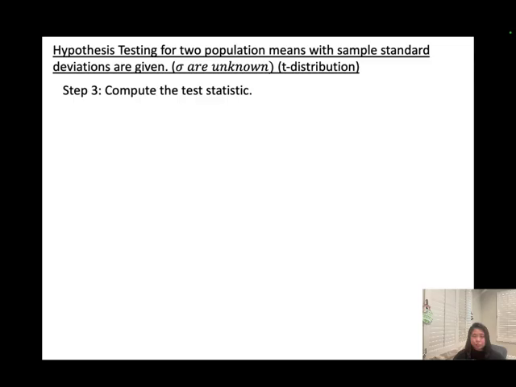Step 3, compute the test statistic. So we'll be using the t distribution because the sample standard deviation is given. Okay, sample standard deviation is given. So make sure on the top we're going to put the parenthesis. Sample mean 1 minus sample mean 2, divided by the whole thing in here.